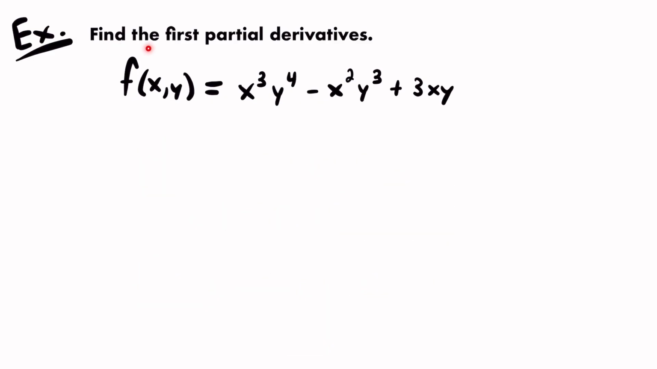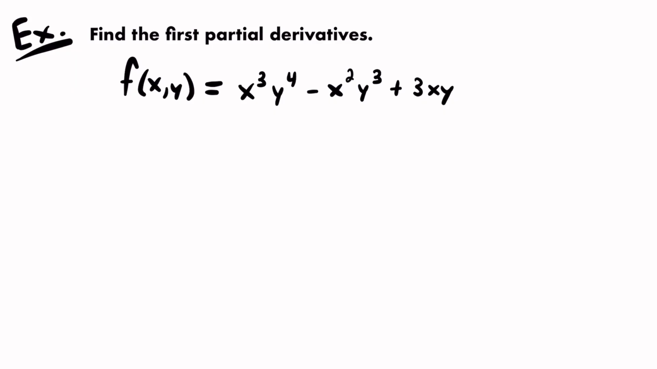Here we once again want to find the first partial derivatives of a multivariable function. This time we have f of xy is equal to x cubed times y to the power 4 minus x squared times y to the power of 3 plus 3x times y. And so let's start by finding the partial derivative with respect to x.